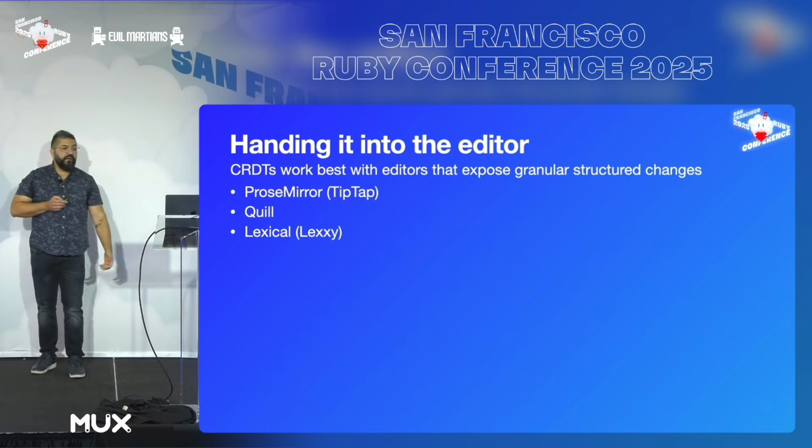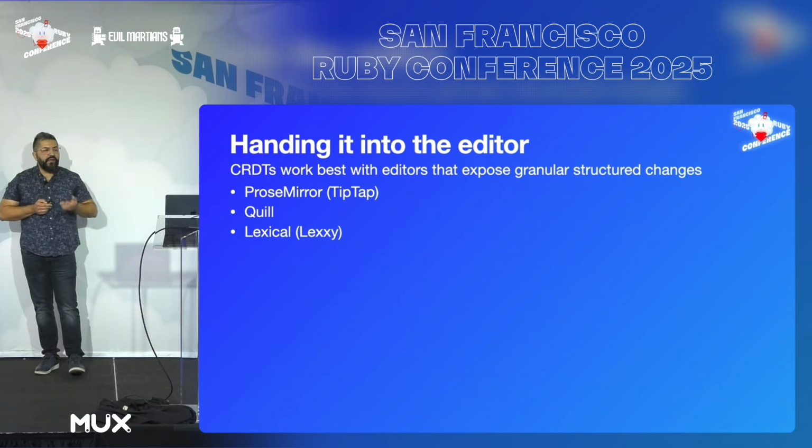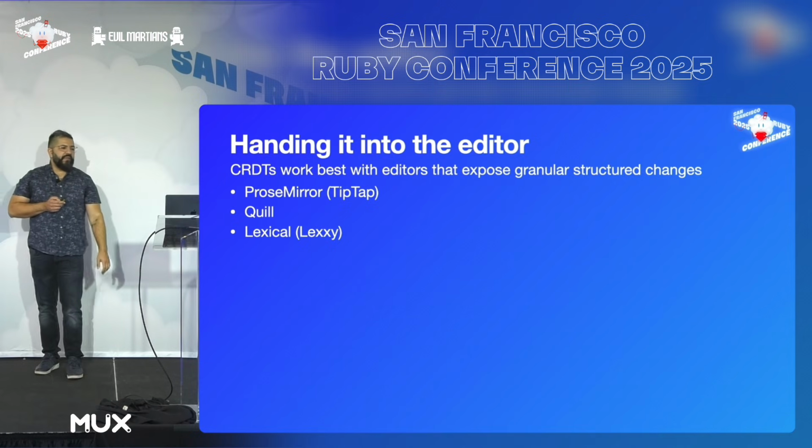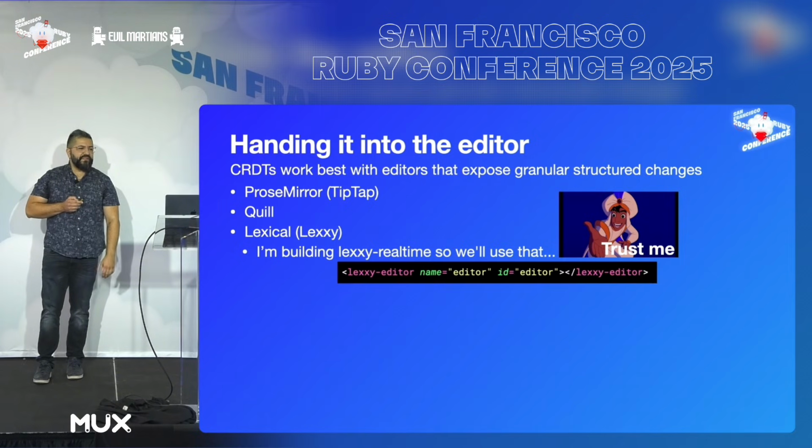And so ProseMirror, that's what TipTap uses, if you've heard of that. There's Quill, and then I'm sure a lot of people are familiar with the new Lexxy editor that's being worked on at Basecamp. I'm building a Lexxy real-time version of it. It's very raw right now, but we're going to use that for this example.